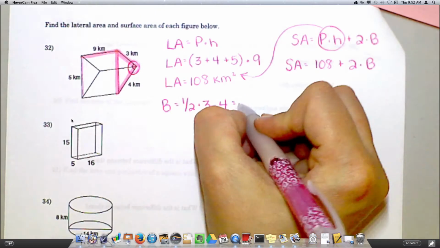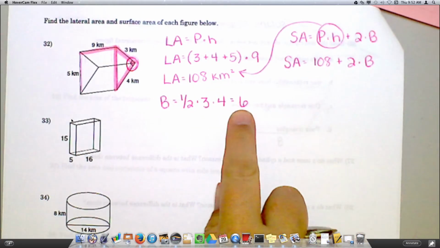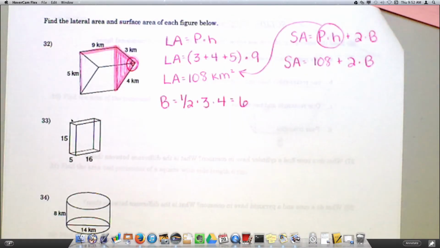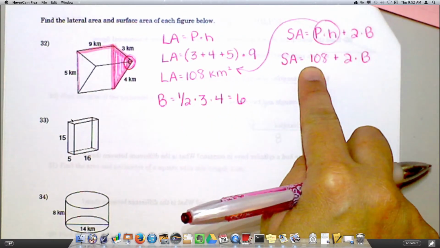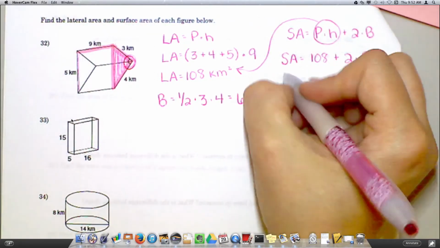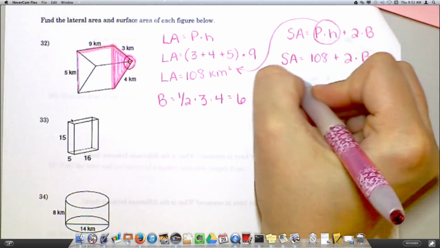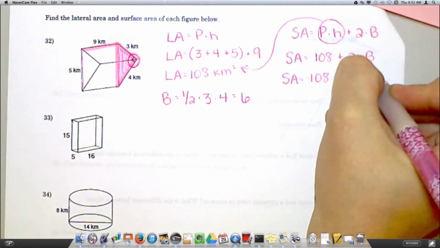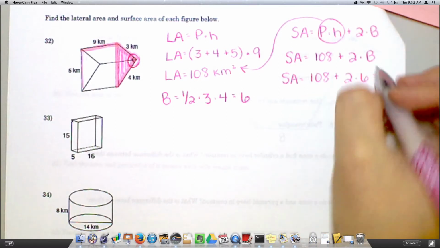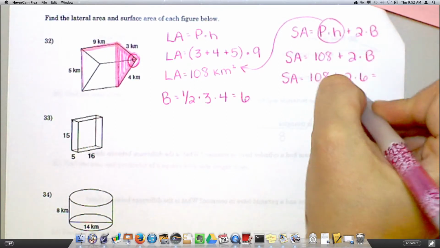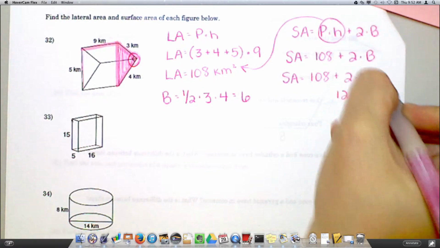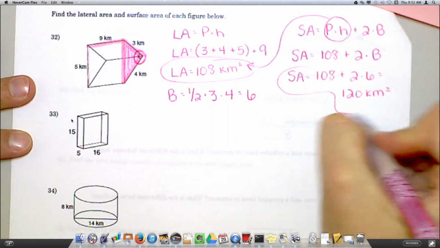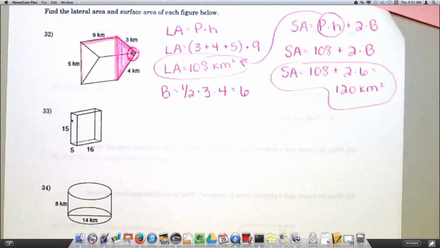So 1/2 times 3 times 4 is 6. That means the area of this triangle is 6. Okay? And then I need to add 2 of those onto the 108. So surface area equals 108 plus 2 times 6, which is 12, so that's going to be 120 square kilometers. So my lateral area is 108. My surface area is 120.